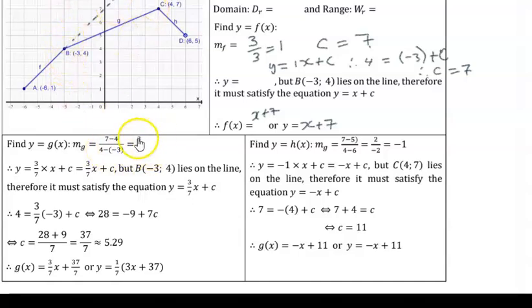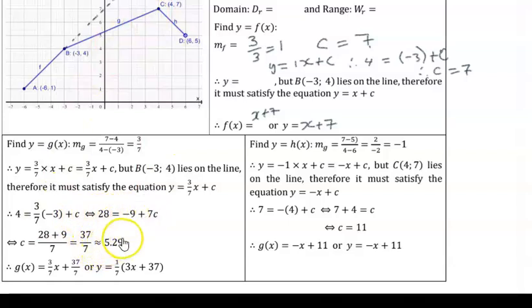In this case, I've calculated it, but you can also count the blocks. But remember, you do not always have a grid line, so sometimes you must be able to just do the formula. So then I plug in the m value, y equal to mx plus c, and then I take any value, whether I take the minus 3, 4 or the 4, 7, it doesn't matter, and then I work out the value for c.